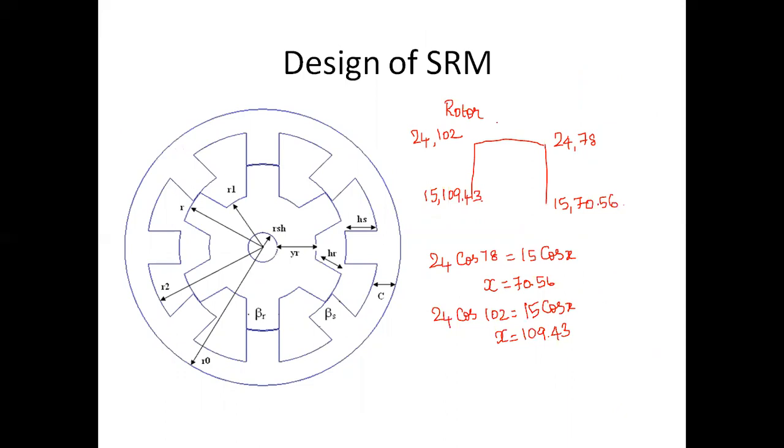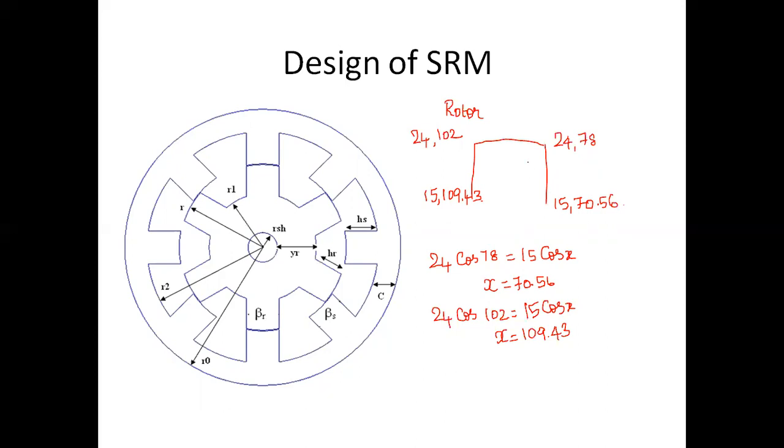And then once you do that, we know HR. What is HR? Height of the rotor pole. The height of the rotor pole is given. And to have a straight line, we need to do a small calculation. For that, I have given this particular calculation. So it is 15, 109.43, 15, 70.56. So this is what we are going to do.